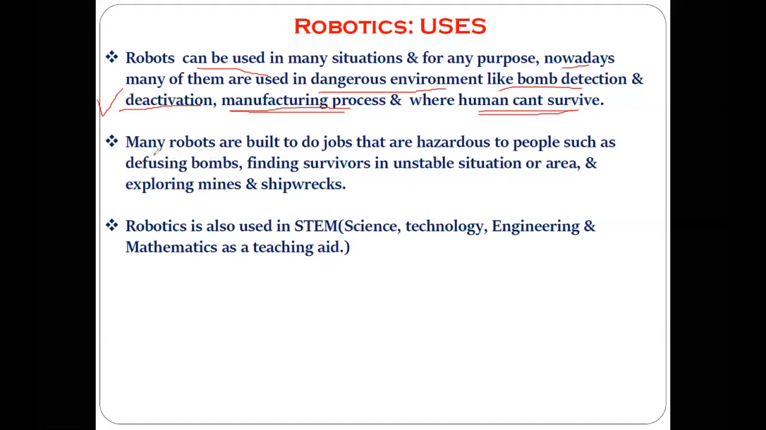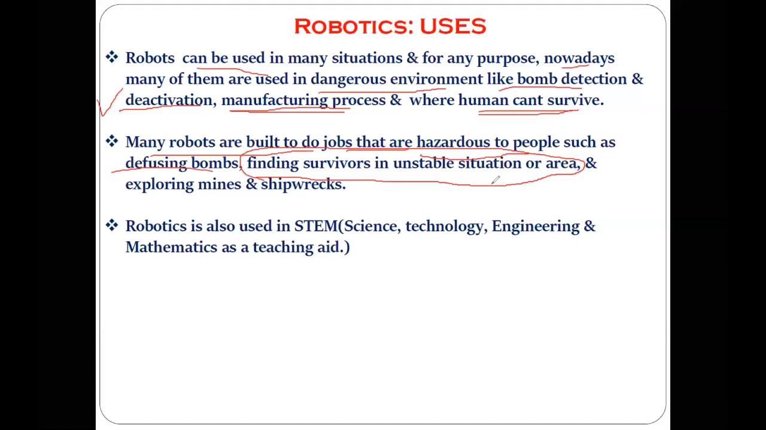So, here I have mentioned that many robots are built to do jobs that are dangerous or hazardous to people, such as defusing or deactivating a bomb, or finding survivors in an unstable situation or area. What? Finding survivors in an unstable situation or area. Suppose somewhere an earthquake has happened in a large, huge, tall building.